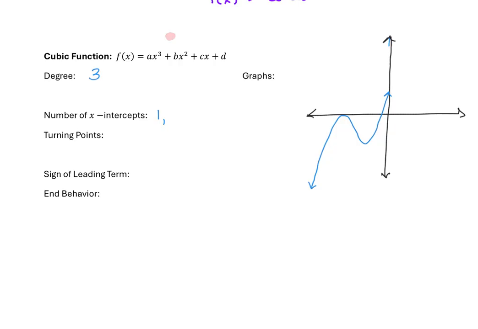We do have one more possibility, and let's say we move it like this. And again, it can be any configuration right here. But if we have it like this, then we do have 3 x-intercepts. And so that is going to be our possibilities for a cubic function. We can have 1, we can have 2, or we can have 3.